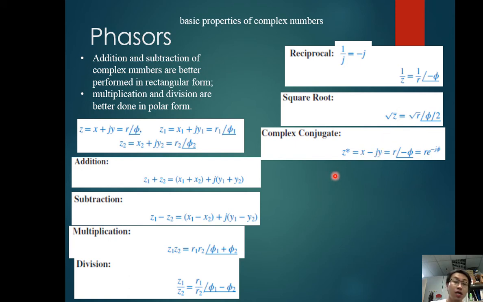And then complex conjugate. Conjugate means if, let's say, I have z equals x plus jy, I conjugate the z, it becomes x minus jy. Or r angle negative phi, or r exponential negative j phi. It depends on what application we want to use. Then we will choose the appropriate complex number formation to do the addition, subtraction, multiplication, and division.